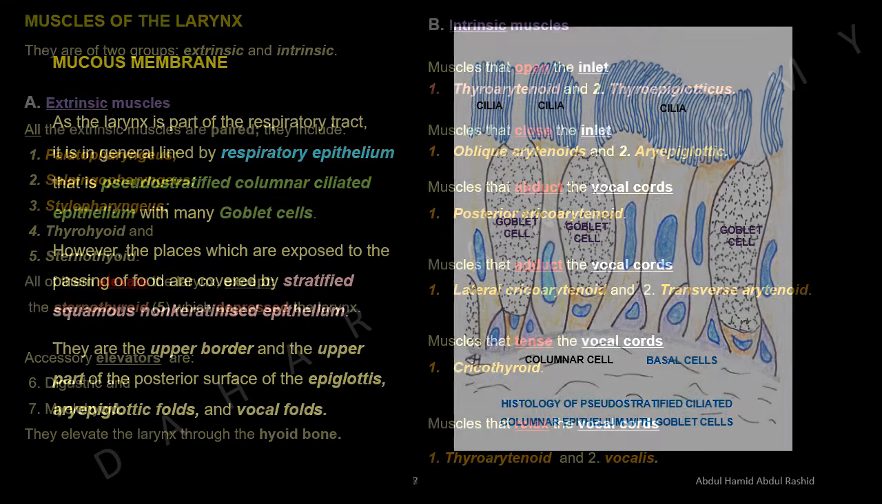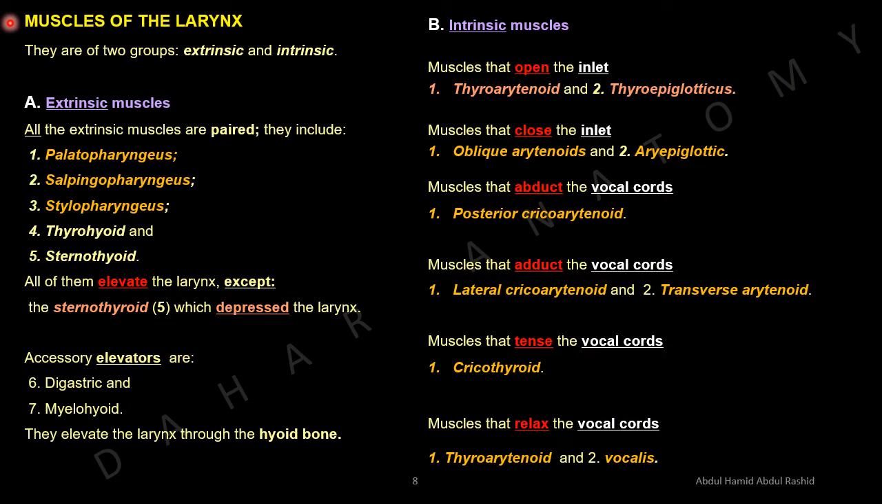Muscles of the larynx. They are of two groups, A. Extrinsic and B. Intrinsic muscles. A. Extrinsic muscles of the larynx. All the extrinsic muscles are paired muscles. They include palatopharyngeus, salpingopharyngeus, stylopharyngeus, thyrohyoid, and sternothyroid.